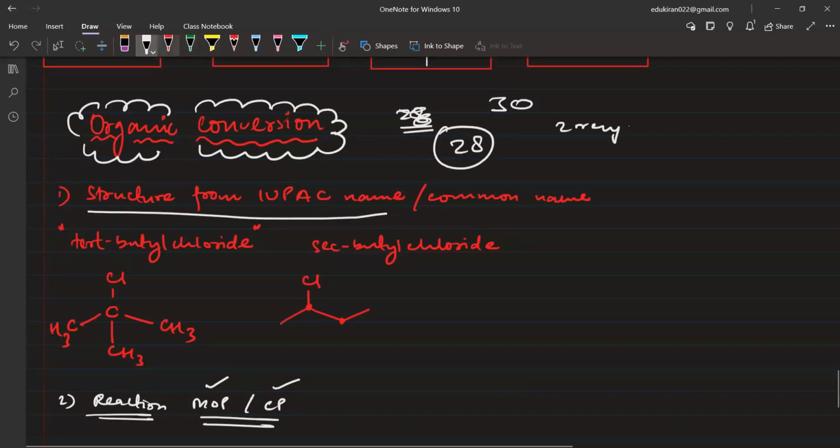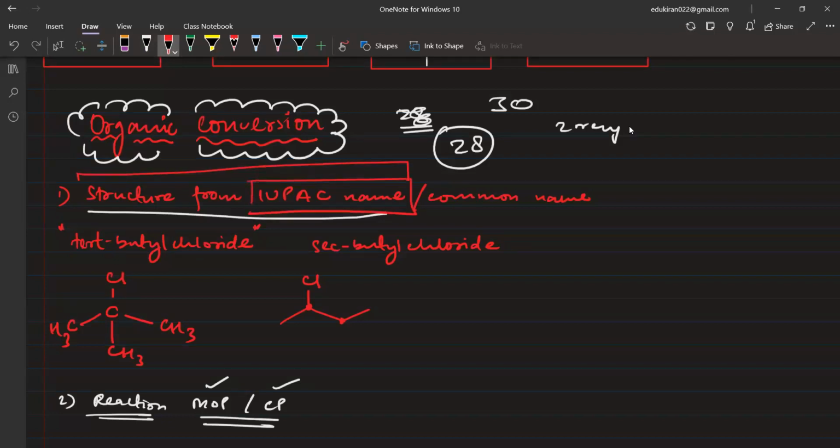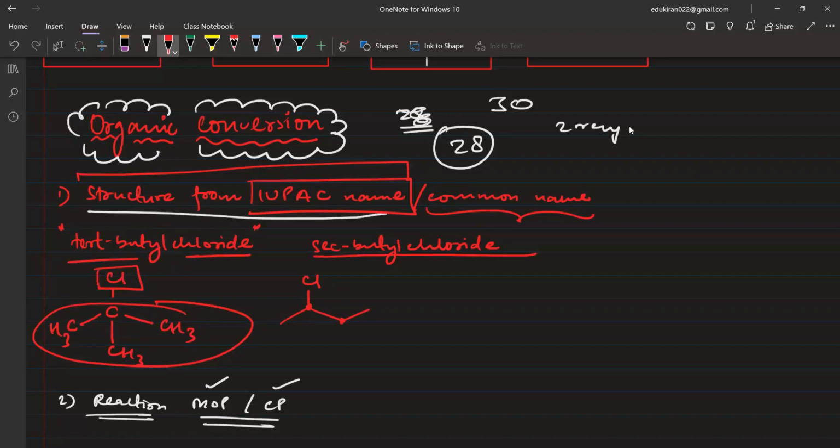Now for organic conversions, what you need to have is, you need to understand how to draw a structure from an IUPAC name. If you have been given an IUPAC name, then you should also understand not only IUPAC, but also the common name. For example, if it is tert butyl chloride, then you will make the tertiary butyl group and then add the chlorine atom. All of these things I have done in the basics of organic chemistry. If you remember, sec butyl chloride, you will make the secondary group and the point of attachment, and then you will add the chlorine group there. Okay. Then this is one thing that you should know.